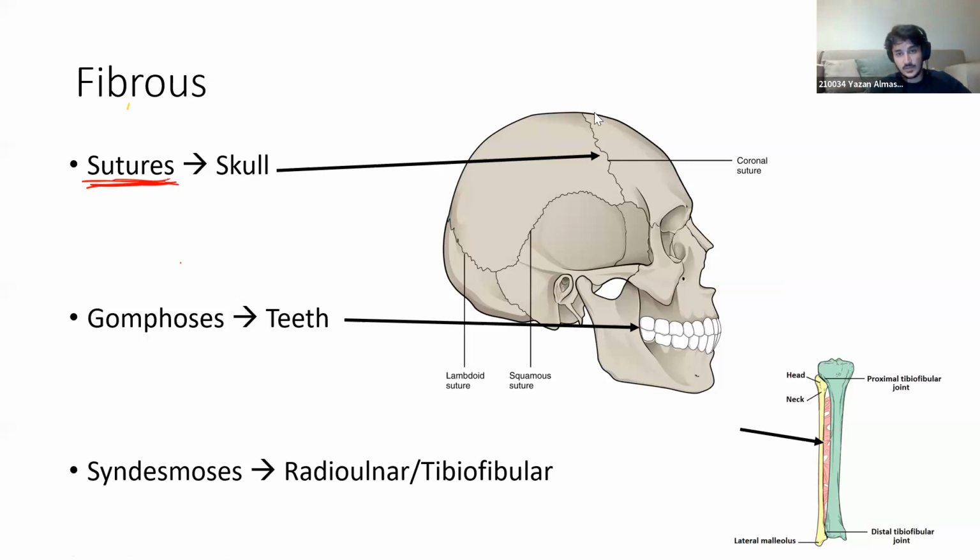And these sutures in the skull are a fibrous type of joint. Why is it important to be fibrous? Because we don't want the brain to go out of the skull, and simply, it makes sense, I guess. And then we have the gomphosis.